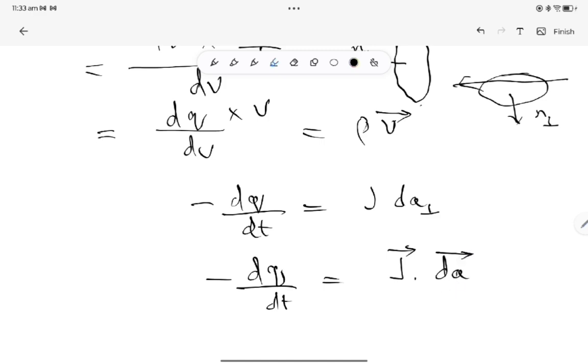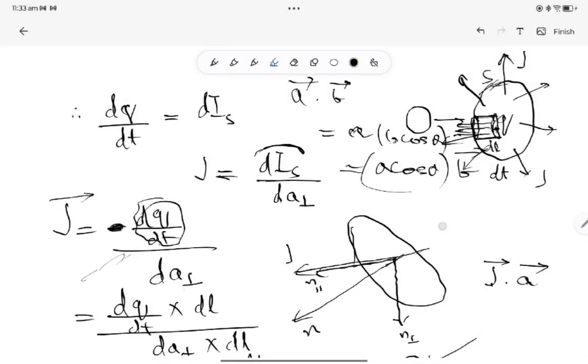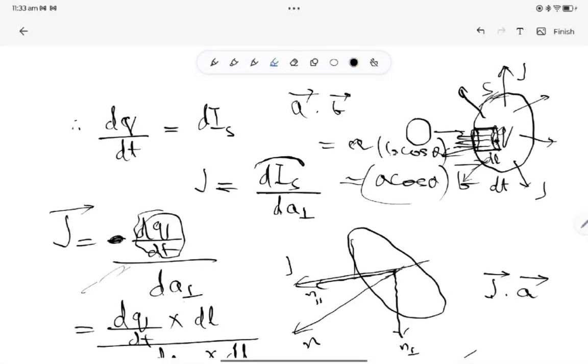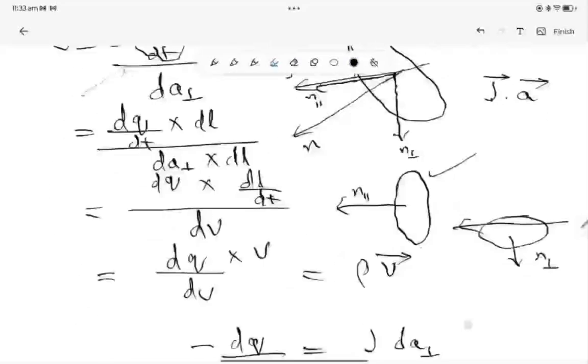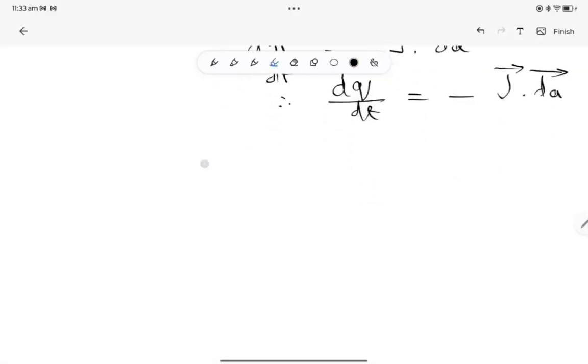Now, therefore we can write dq by dt is equal to minus j dot dA. That is the law of conservation of charge locally. We say that local conservation of charge, where we are not speaking of the whole universe at one time. We are speaking about one small part of the universe at a time. Global and local viewpoints are very important in physics. An example will tell you how important they are.